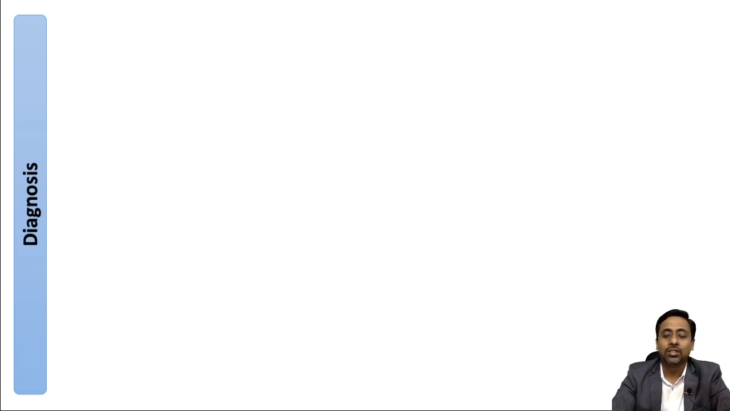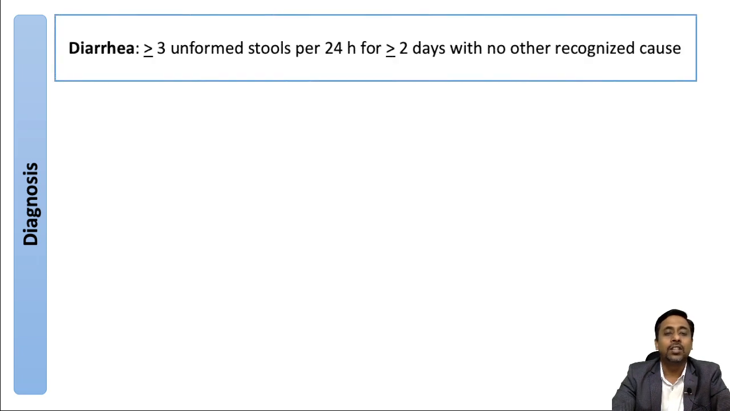And the diagnosis is based on the combination of clinical criteria. And what are those? Those are diarrhea in which 3 or more unformed stools per 24 hours for more than or equal to 2 days with no other recognized cause of diarrhea. That means if the patient presents with 3 or more unformed stools per 24 hours for 2 or more days and no other cause is recognized, then it may be considered as one of the clinical criteria for diagnosing CDI.